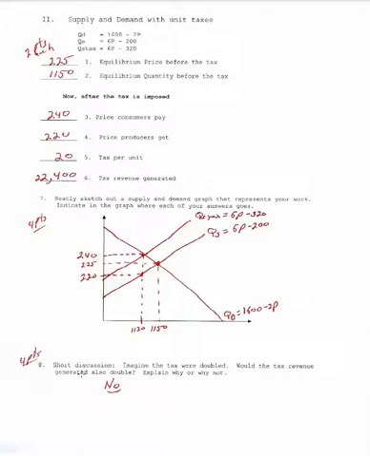This one down here is a little harder because it's kind of a thought question. Imagine the tax were doubled, would the tax revenue generated also double? At first it seems like maybe it would, since the tax instead of being $20 would be $40. But what you have to realize is when the tax goes up, the unit sales goes down. And so no, the tax revenue generated wouldn't double.